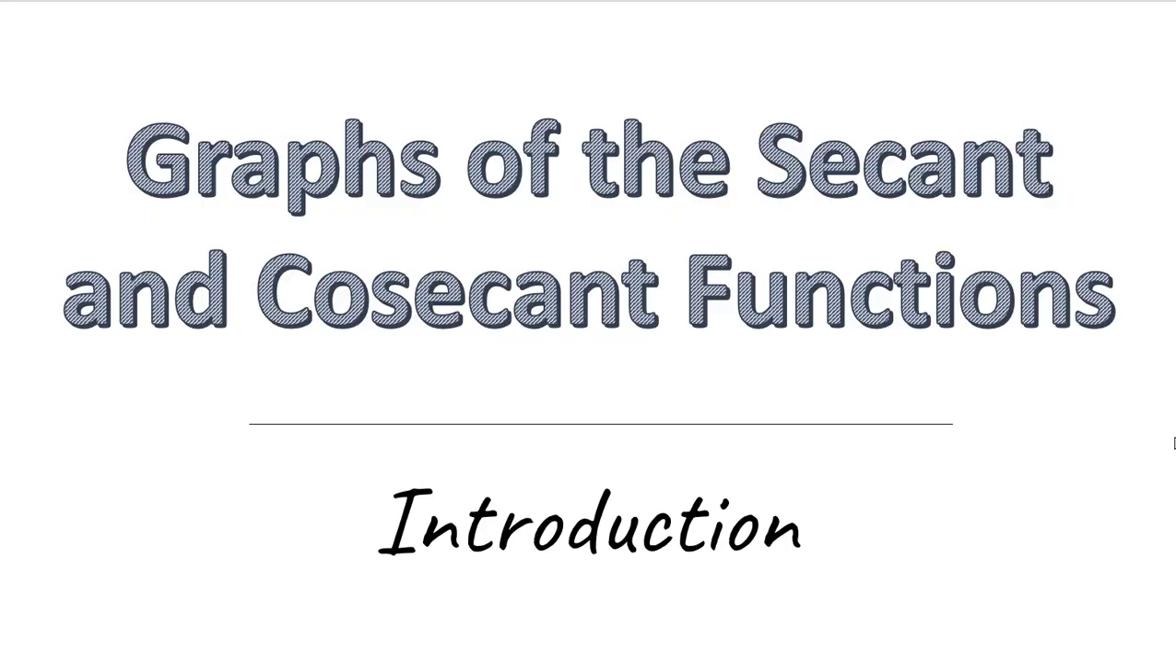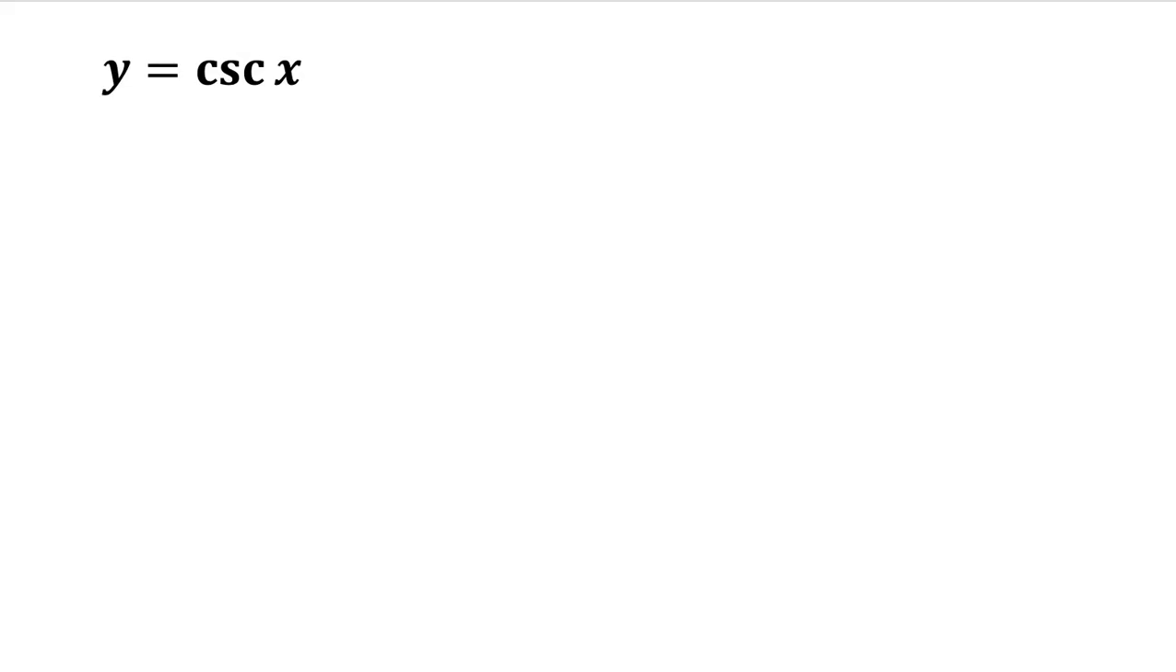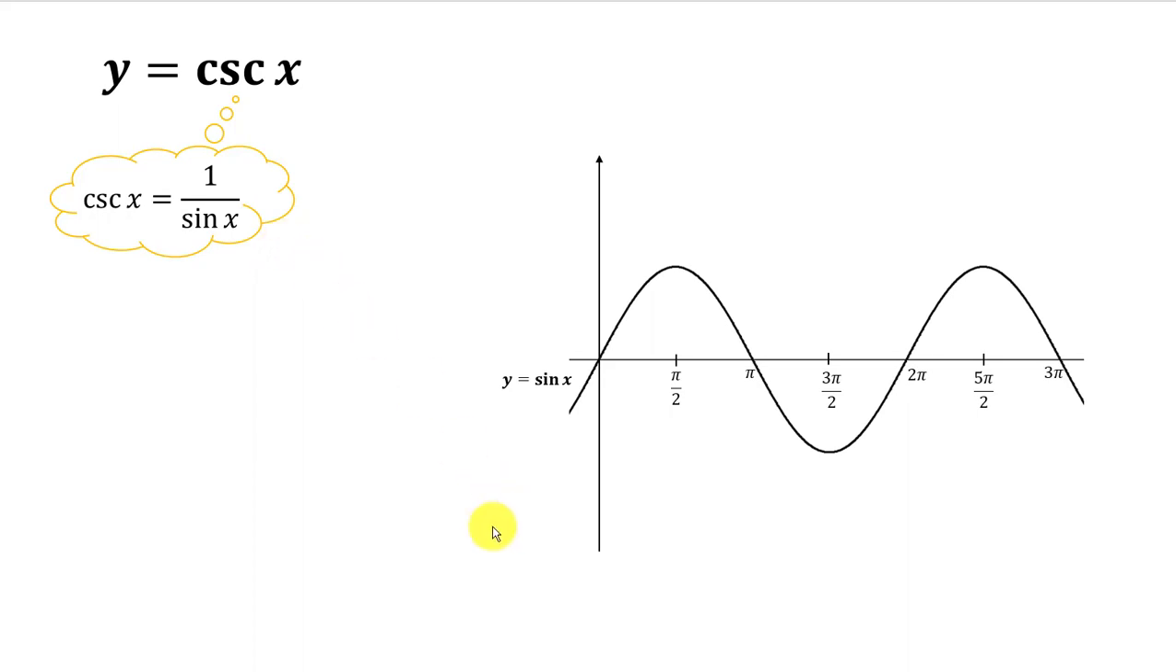Hi everyone! In this video we're going to learn the approach for graphing the secant and cosecant functions. We're going to use the basic cosecant function as an example. To understand the nature of the graph of this function, we need to recall that cosecant function is the reciprocal of sine. So the sine function will be the key to understanding how the graph of the cosecant function will be positioned. And for this reason, I'm going to start by sketching the graph of the basic sine function.